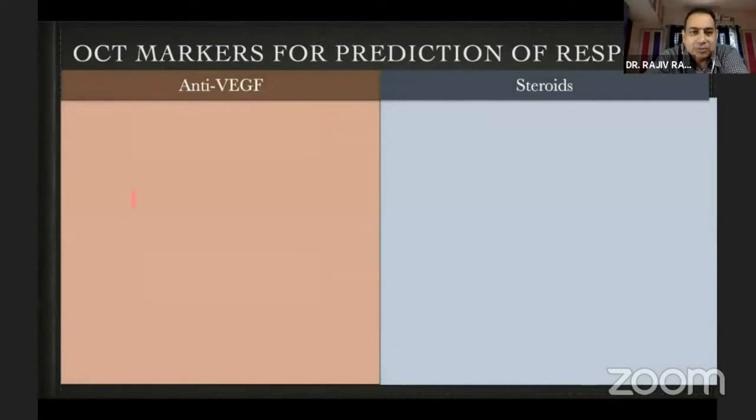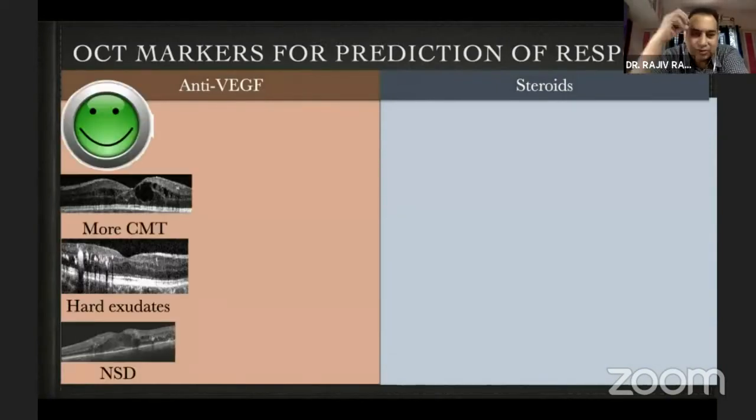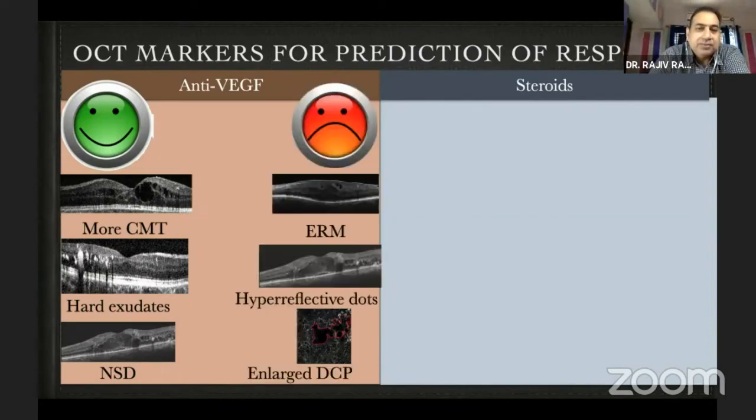The markers of good response for anti-VEGF: if you have a higher thickness, you get a better response. If you have hard exudates, they tend to resolve better. Neurosensory detachment is a good marker, so it resolves very quickly. The poor markers with anti-VEGF are the presence of epiretinal membrane and hyperreflective dots, which are thought to be more related to inflammation. And on OCTA, if you find an enlarged deep capillary plexus, that is again a poor indicator of response to anti-VEGF.